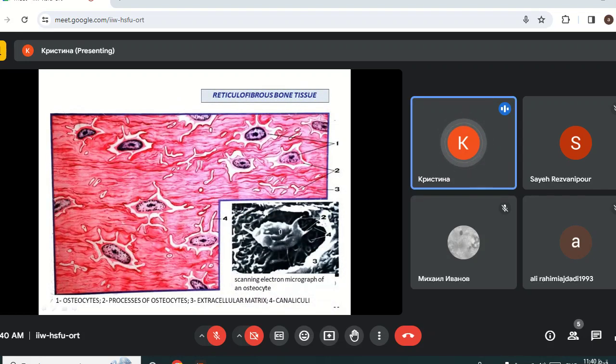First, reticulofibrous bone tissue. It develops during embryogenesis, and also it is formed where the bone is remodeled, rebuilt. Here you can see that the cells are arranged chaotically, with extracellular matrix between them, in which we have collagen fibers and some other organic components, and inorganic material. Osteocytes are located inside lacunae, small cavities. Their processes are located in canaliculi, which means small channels.